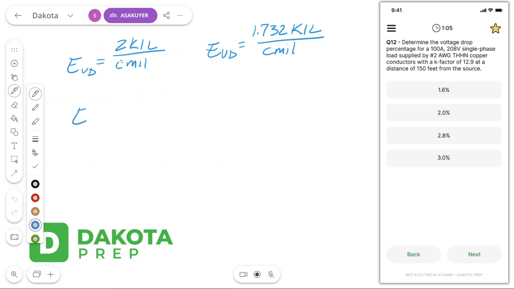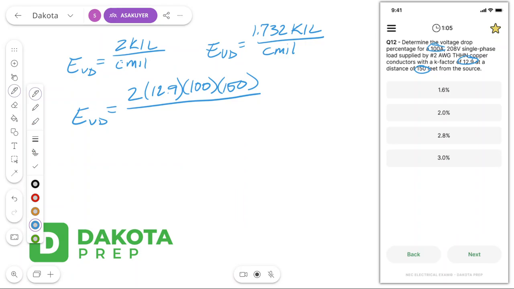We just need to plug our numbers into our formula here. So 2 is 2, that never changes. K, in this case, that's uncoated copper, would be 12.9. I, in this case, all they give us is 100 amps. That's all we have to go off of, so we plug that in. Our length in feet is 150, divided by the circular mil area for number 2 AWG copper.